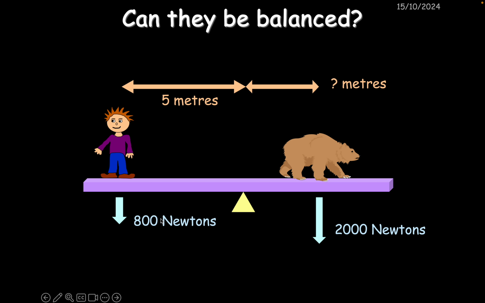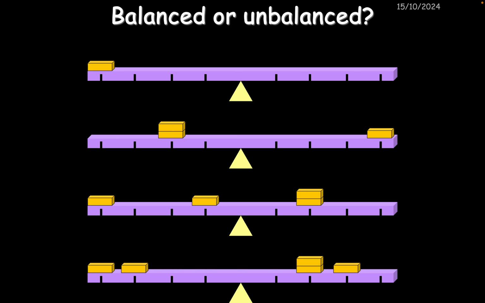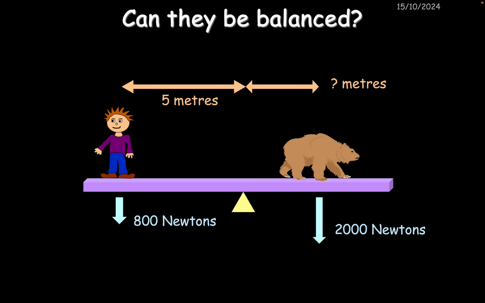Okay, so the man is 800 times 5, that's 4,000 newton meters. So obviously that makes it easy. 2 times 2,000 will give you the equivalent turning effect in the clockwise rotation. So can they be balanced? The answer is yes. How? By the bear not moving and staying at 2 meters from the pivot. They haven't given you the answer here, but it will be 2 meters. I hope that makes sense.